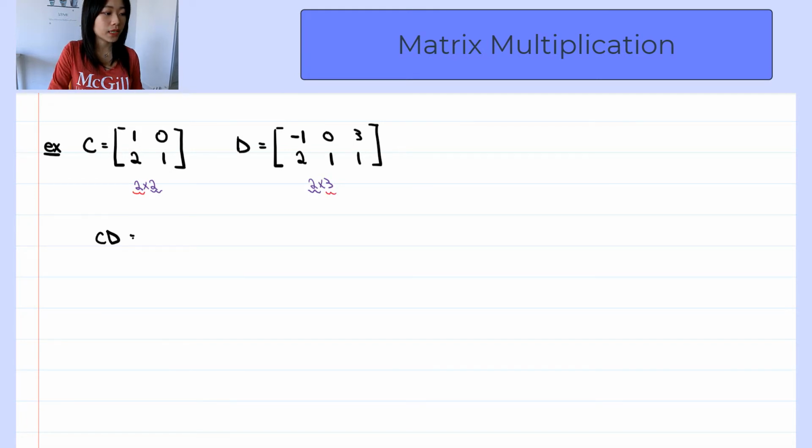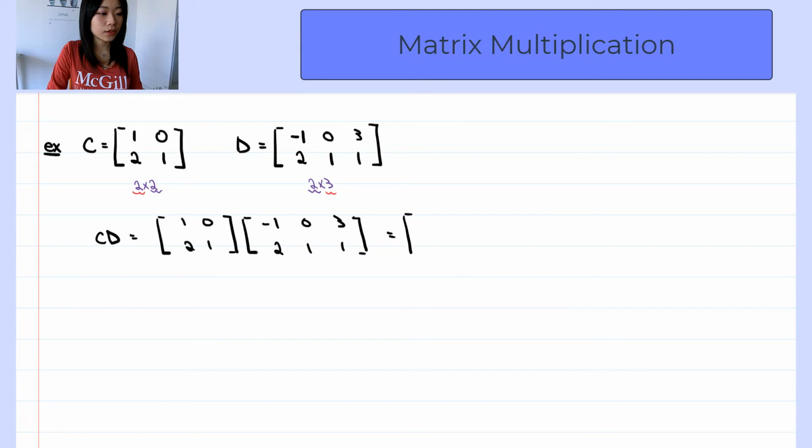So C times D is a 2 by 2 matrix 1, 0, 2, 1 times a 2 by 3 matrix negative 1, 0, 3, 2, 1, and 1. And the resultant matrix is a 2 by 3. So we'll have 6 elements. The first element will be the sum of this row times this column. So 1 times negative 1 plus 0 times 2.